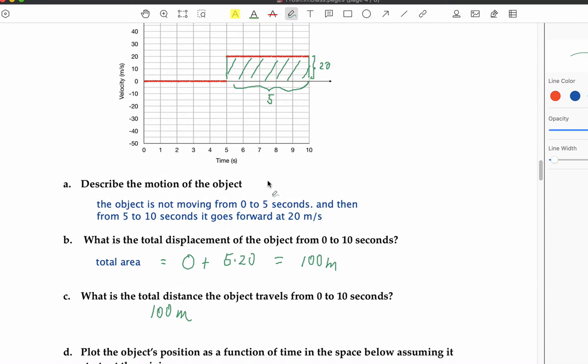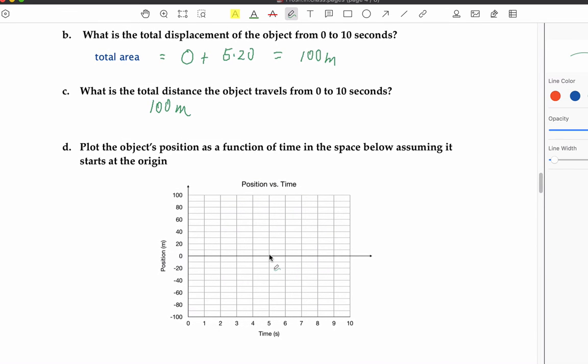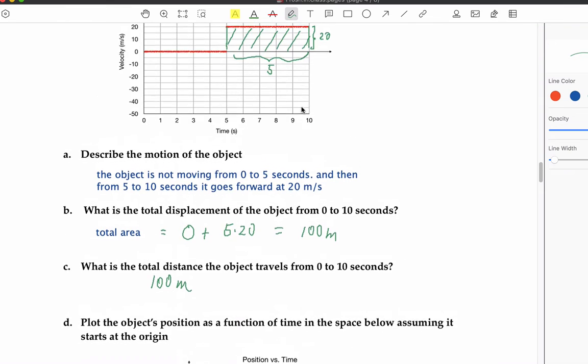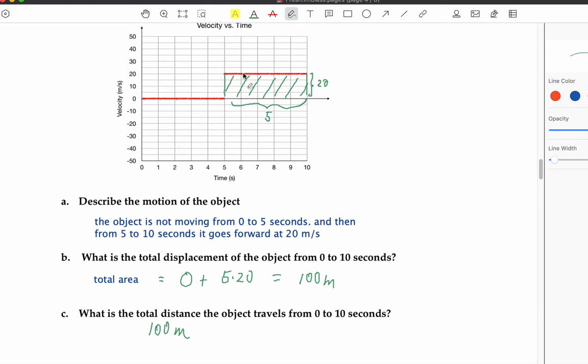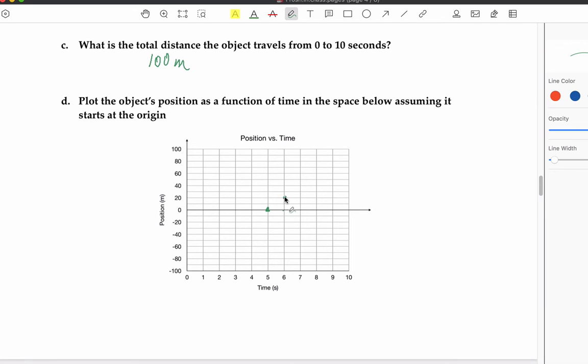Now, to plot the position as a function of time, let's be careful. Let's recall the velocity is the slope, so we're going to use this number here as a rise over a run. So for the first 5 seconds, we don't move at all. Next, we know that we have a slope of 20, so that means for every second, we have a run of 1 and a rise of 20. Run of 1, rise of 20, run of 1, rise of 20, run of 1, rise of 20, so that we wind up at 100. So that's the first one.